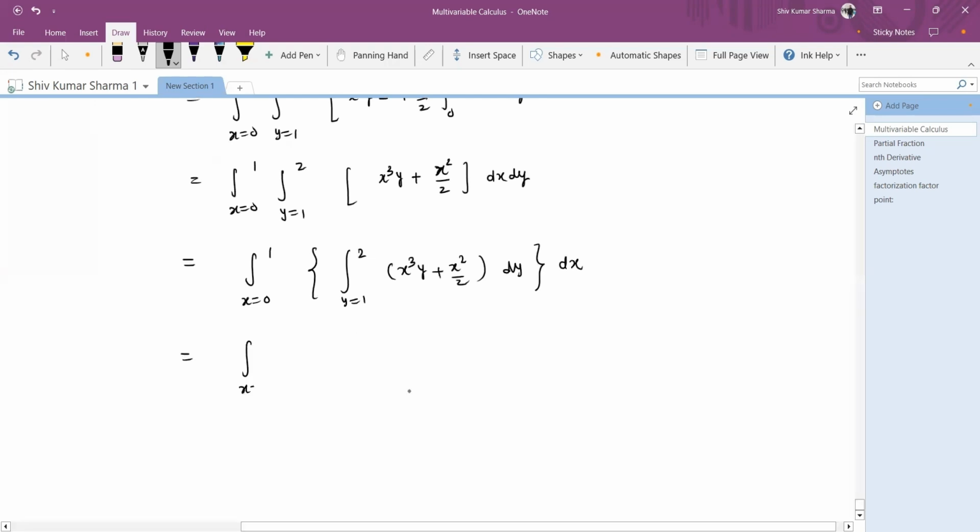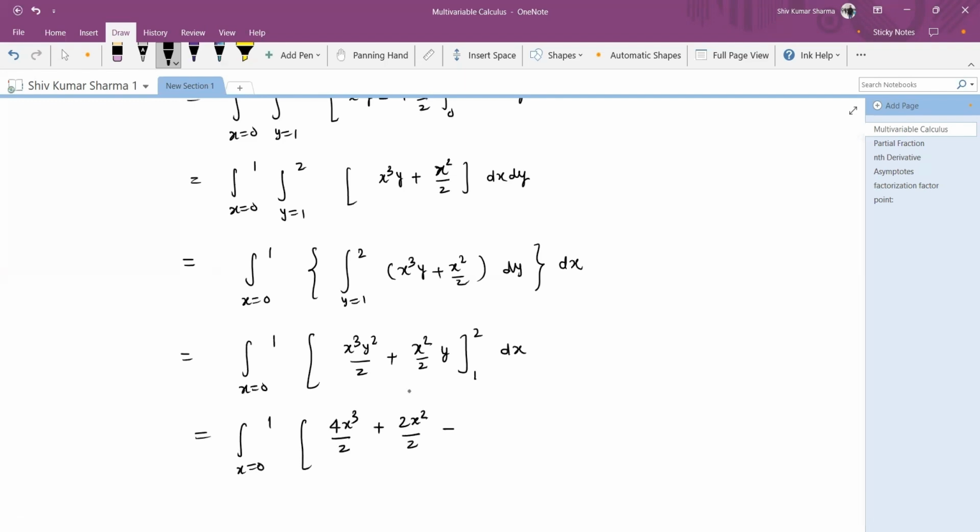So this can be written as x equal to 0 to 1. When we integrate with respect to y, this gives us x cube into y square upon 2 plus x square upon 2 treated as constant. So dy integration is y, and take the limit as 1 to 2 and write dx. So when we put y equal to 2, this gives us 4x cube upon 2 plus 2x square upon 2, minus the lower limit, which gives us x cube upon 2 minus x square upon 2, into dx.